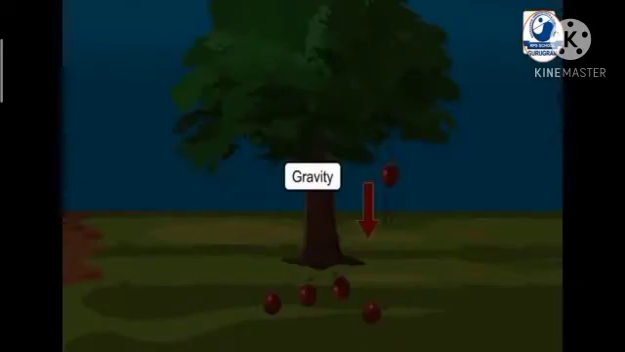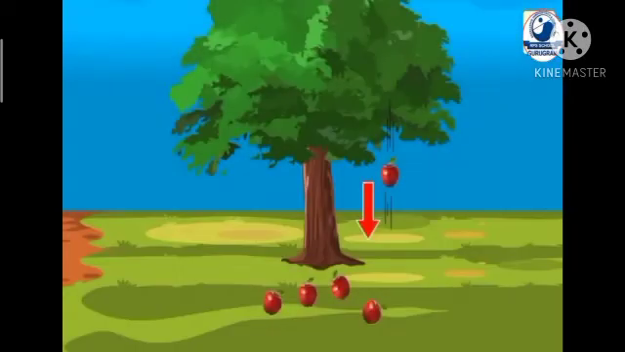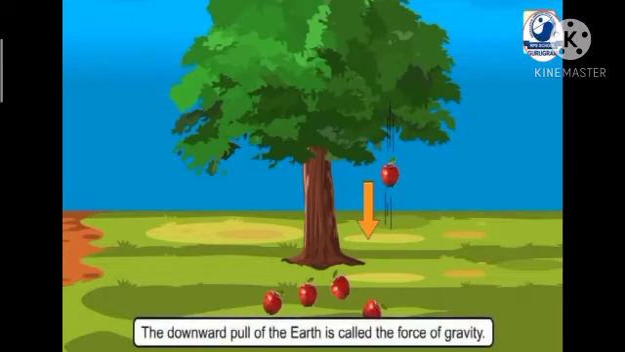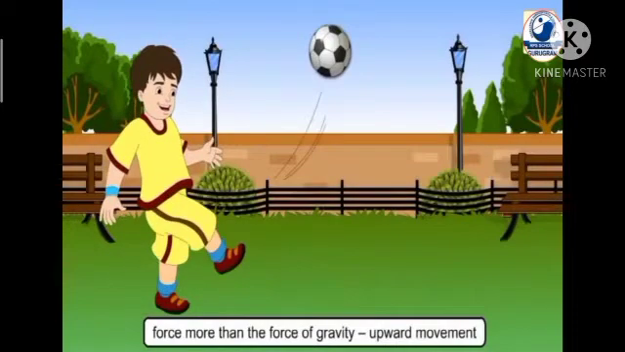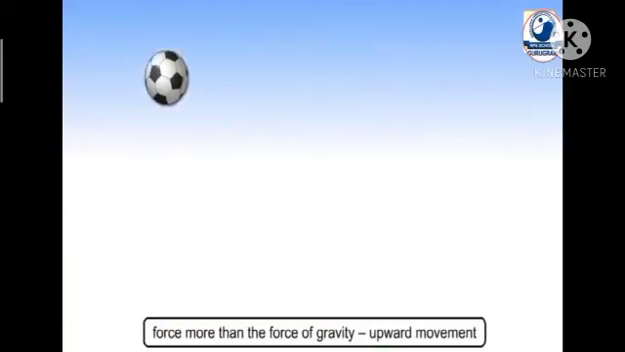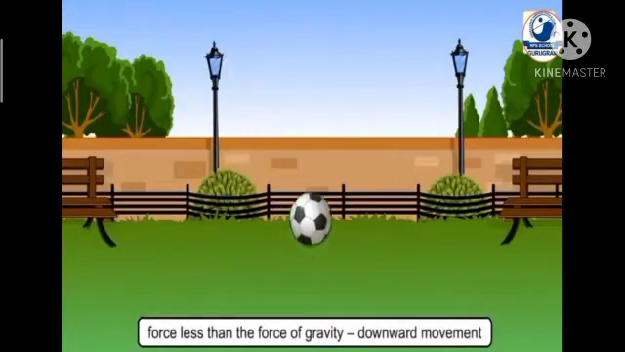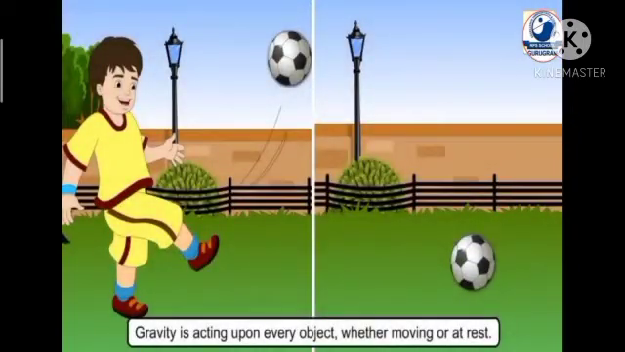Gravity. Gravity, the force of the earth, pulls all the objects down towards it in a downward direction. Pull of the earth is called the force of gravity. Whenever you throw anything in the air with a force which is more than the force of gravity, it will initially go upwards, but as soon as it loses this extra force, gravity pulls it down.